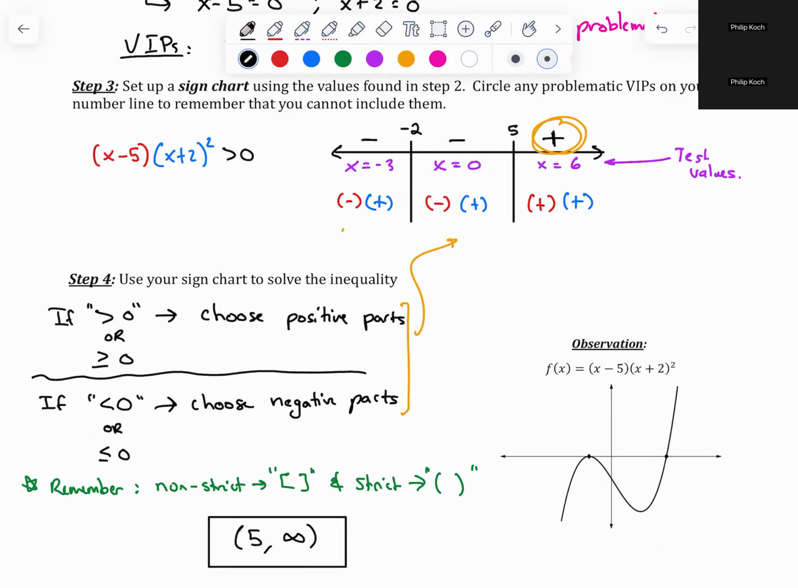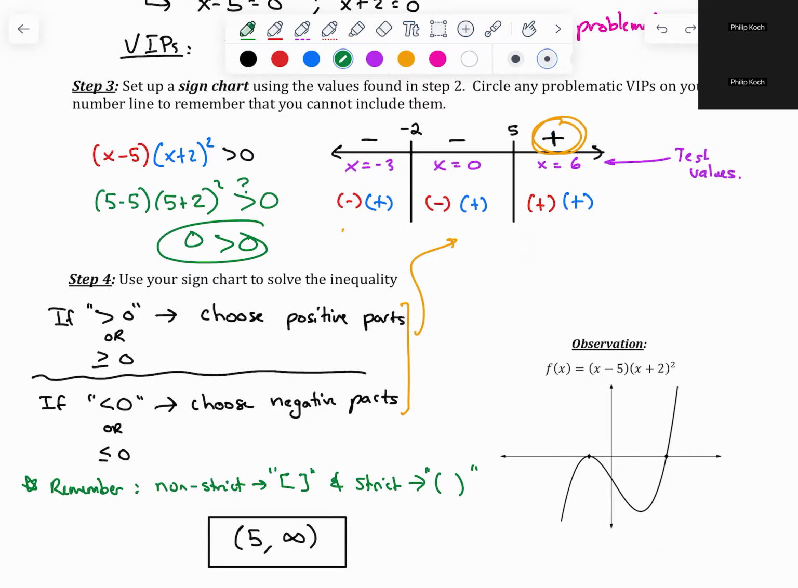And the reason why we can't include the endpoints, as Ben was noticing, is that if I plug in 5 into this inequality and see if it solves it, I'll get 0 is greater than 0. Let's actually see that happen. If I try 5, I'll get 5 minus 5 times 5 plus 2 squared. Is that in fact greater than 0? Well, that'll be 0 greater than 0, which doesn't make any sense. 0 is not greater than 0, it's equal to 0.